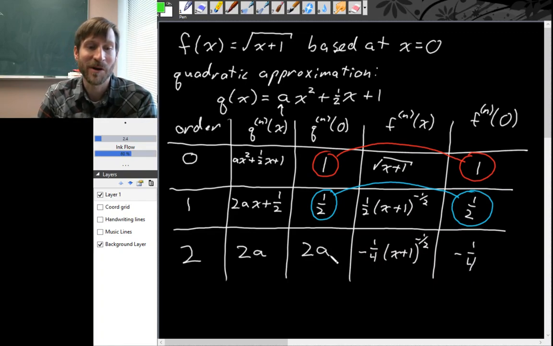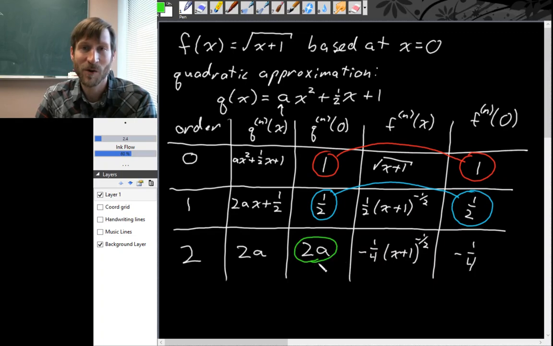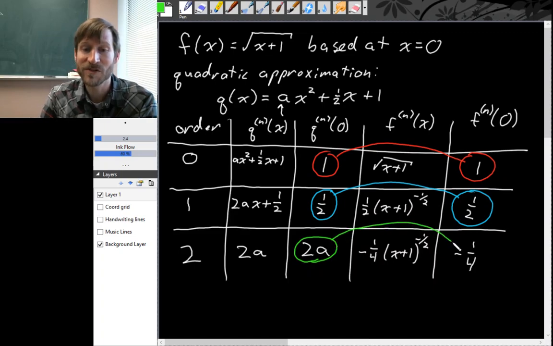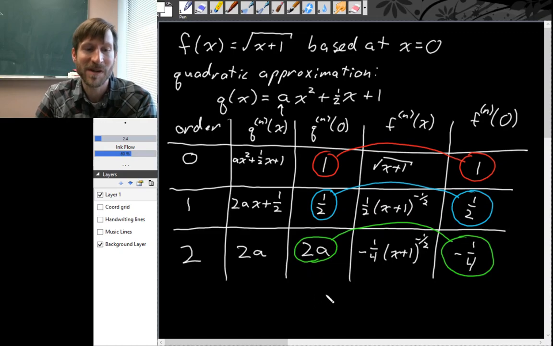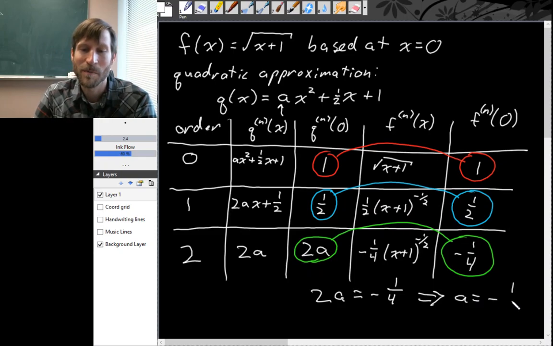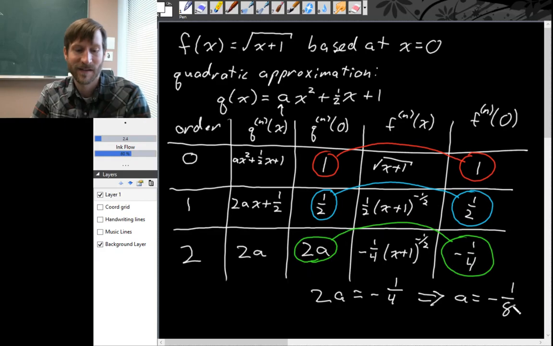And now remember, here's the key point. The second derivative of the quadratic polynomial, which is 2a, is supposed to match the second derivative of the function at the base point. So that means 2a is supposed to be equal to minus 1/4. And that tells us that the coefficient on our quadratic term, a, should be minus 1/8.